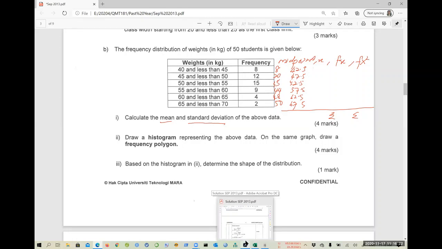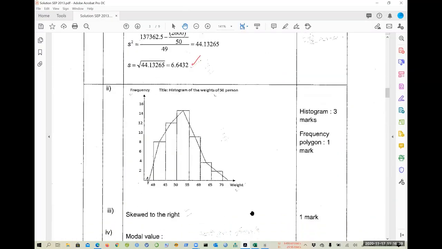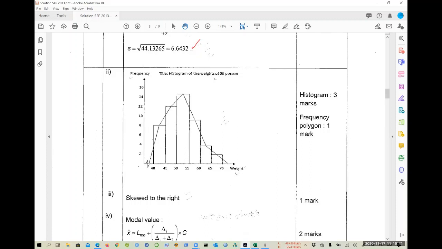Remember for the histogram, you will be using the class boundary as your indicator for the x-axis, right? So here you have your class boundary. We start with 40, 45, 50, 55, 60, 65, and 70. And then you draw, for the first one is 8, the second one is 50, and then the next one, and so on.